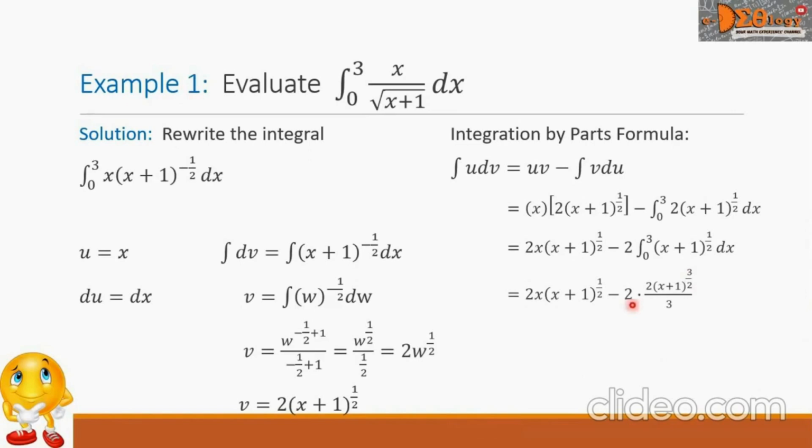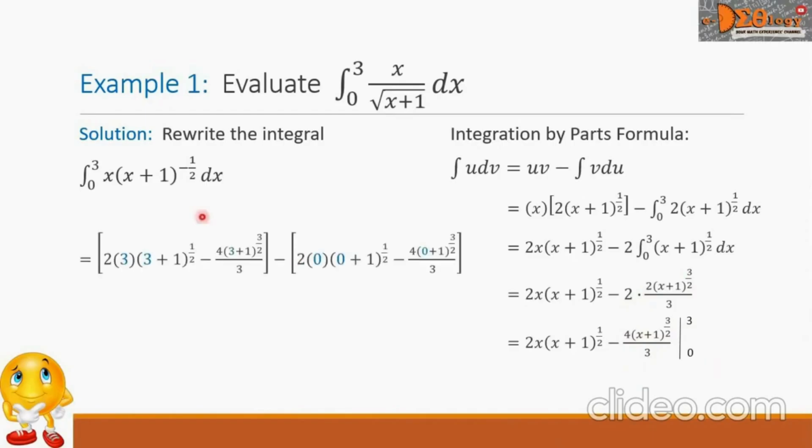Simplifying further, we multiply the constant 2 with that coefficient, so 2 times 2 is equal to 4, and from here let us evaluate this function with respect to the limits of integration. So we have now the first function here evaluated with respect to the upper limit 3, then minus this function evaluated in here using the lower limit 0. Observing this second group, the 0 here as a factor will make this expression equal to 0.